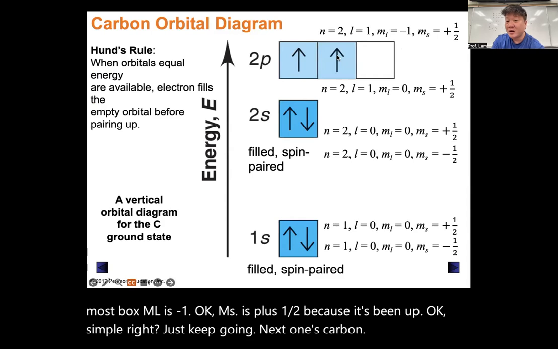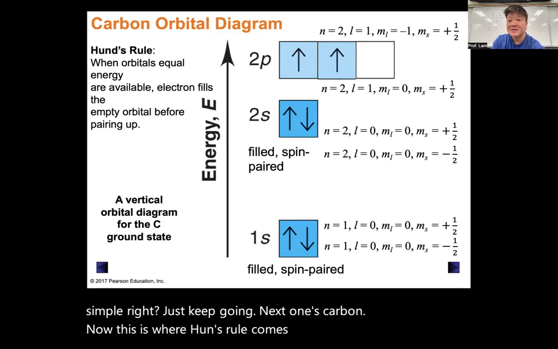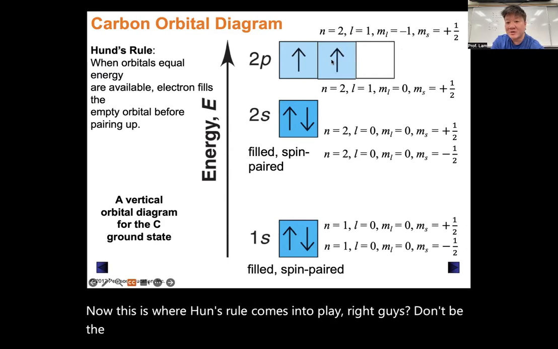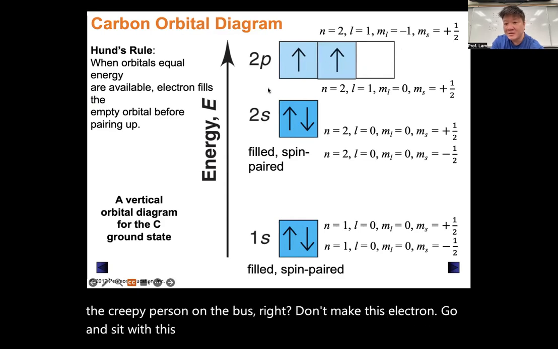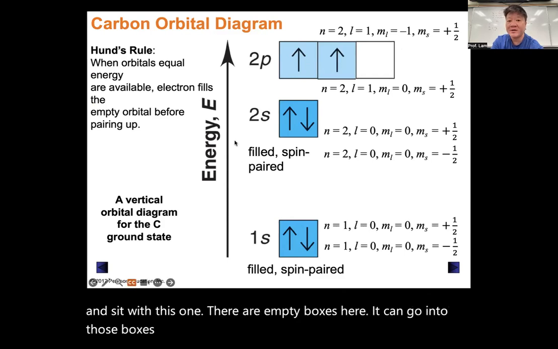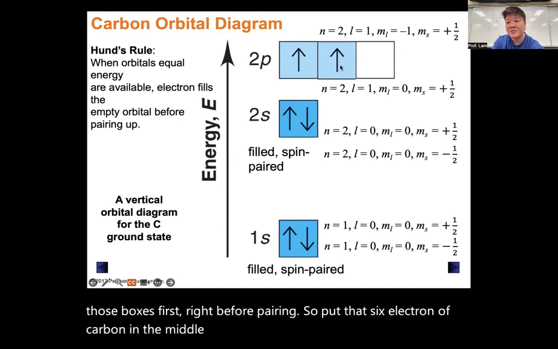Now, this is where Hund's rule comes into play, right, guys? Don't be the creepy person on the bus. Don't make this electron go and sit with this one. There are empty boxes here. It can go into those boxes first, before pairing. So put that 6th electron of carbon in the middle box, and we're going to, again, describe it with quantum numbers.